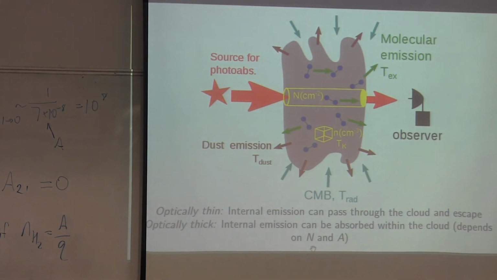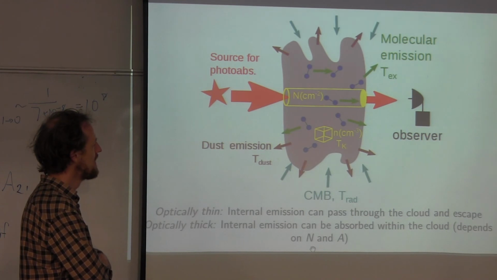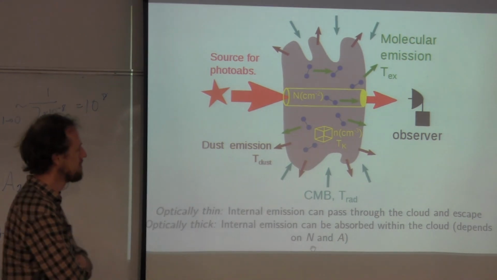When you get a spectrum of a given source, how are you sure your spectrum is not contaminated with another source? For example, you have a source, and then between the observer and your source, there is another molecular emission. So how are you sure?